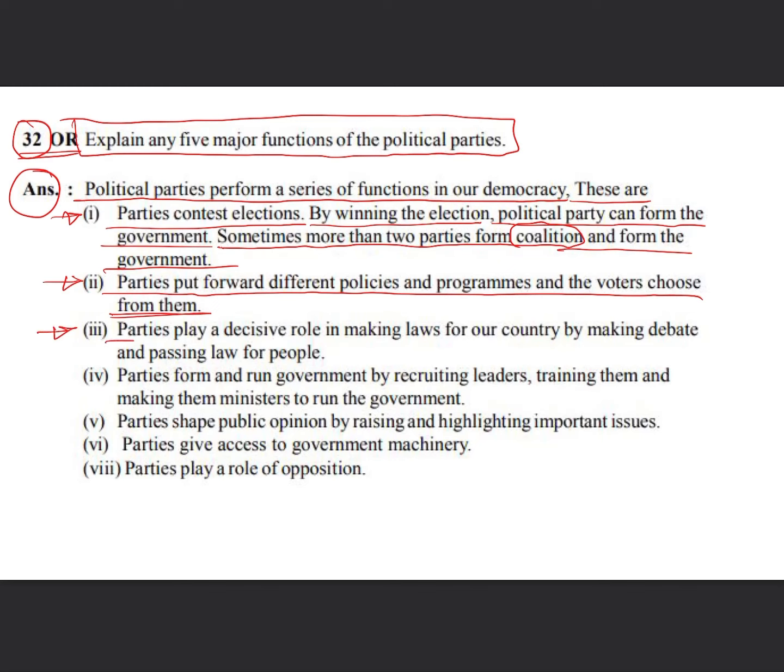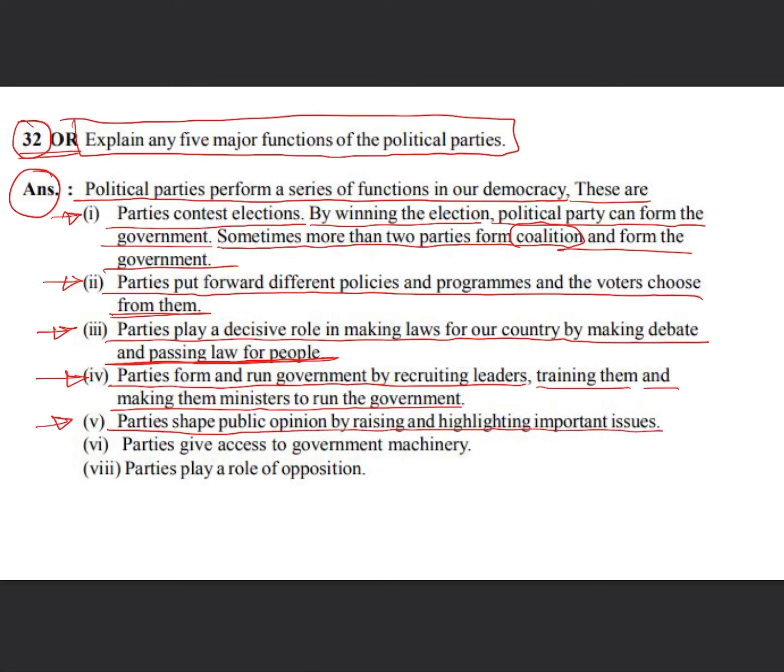Third, parties play a decisive role in making laws for our country by making debate and passing law for the people. Number four, parties form and run government by recruiting leaders, training them, and making them ministers to run the government. Fifth, parties shape public opinion by raising and highlighting important issues. Sixth, parties give access to government machinery. And last, parties play a role of opposition.